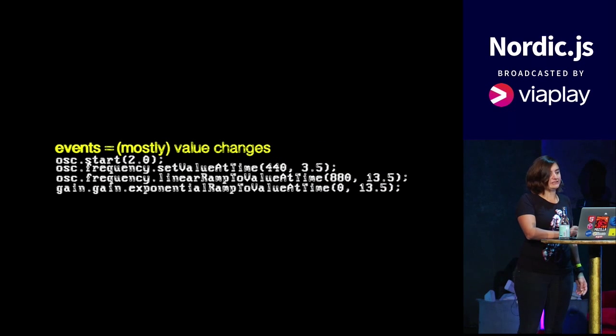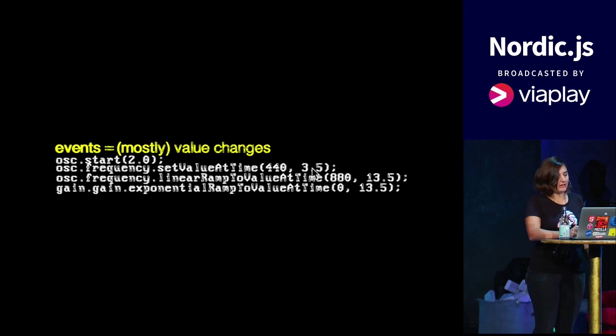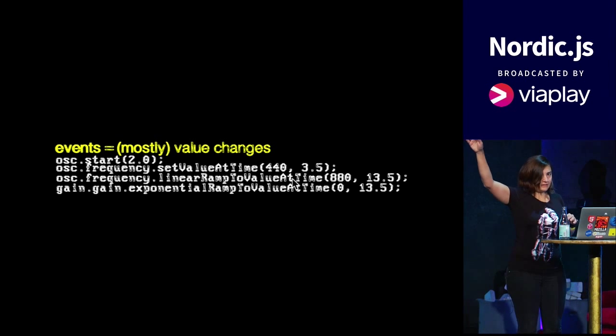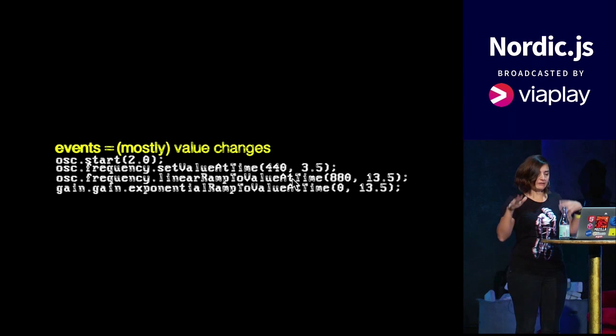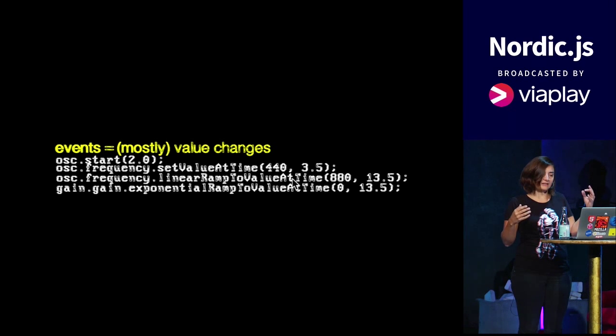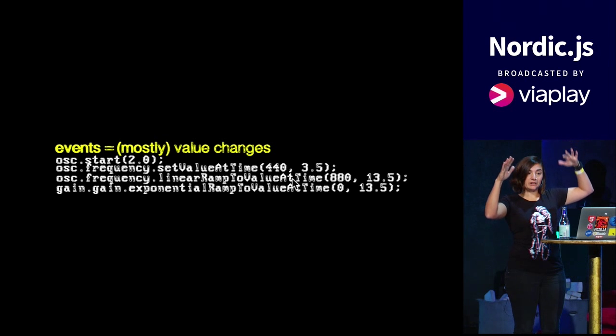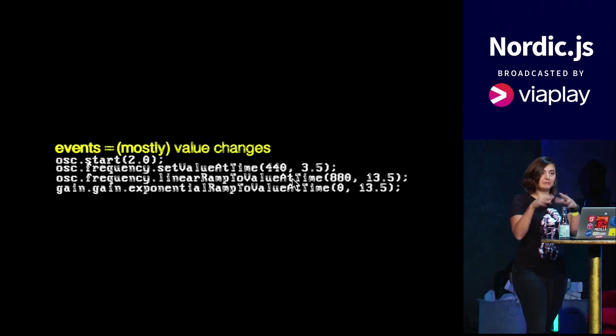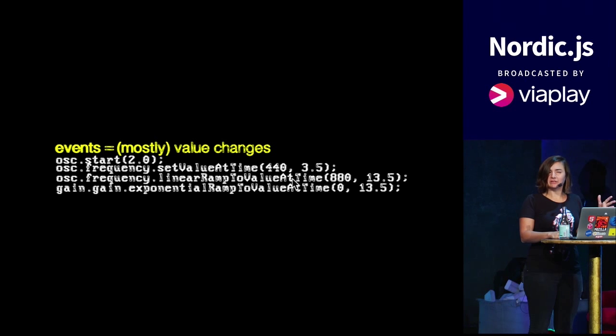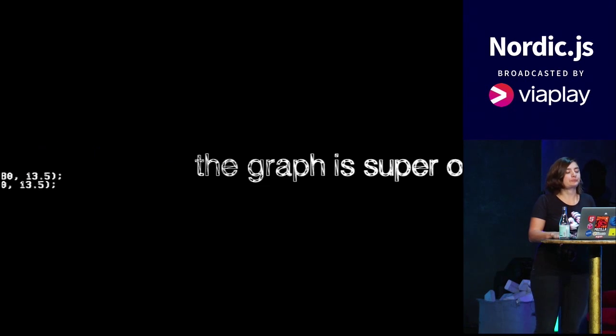So for example, you can say, oscillator, please start in 2 seconds, or please set your value for the frequency at 440 at 3.5, or ramp to that value at 13.5, or you can change the gain value, but not linearly, but exponentially. So you can get different things programmed, and you can literally enumerate all those things at the beginning of your song, or I mean of your program, and then just leave it running, and it will just do the thing. And when it's done, it's done. That's it. That's the way you should be working or thinking with web audio.